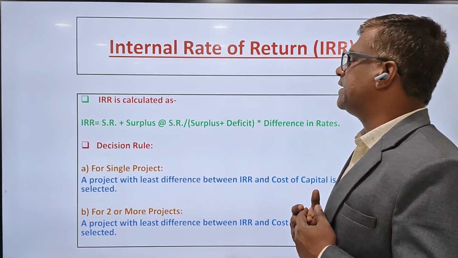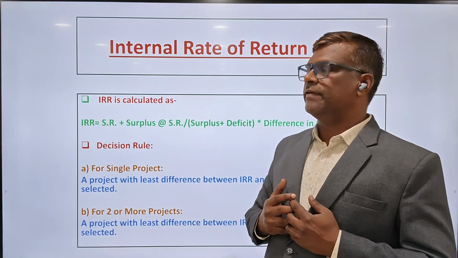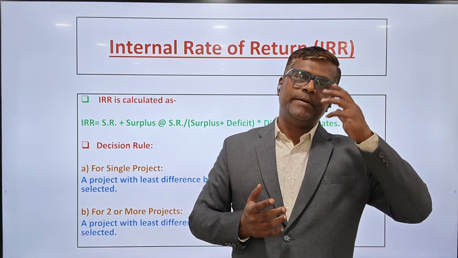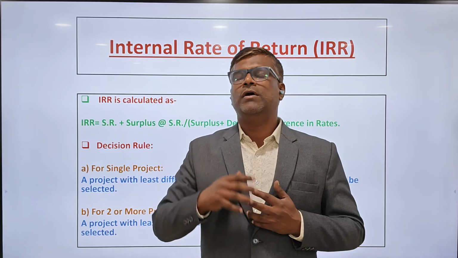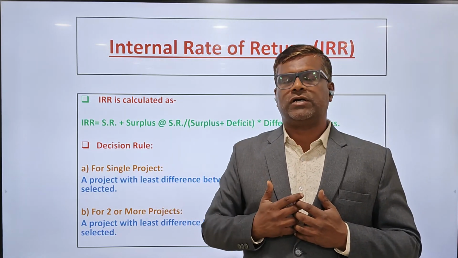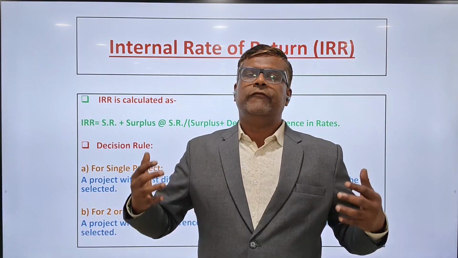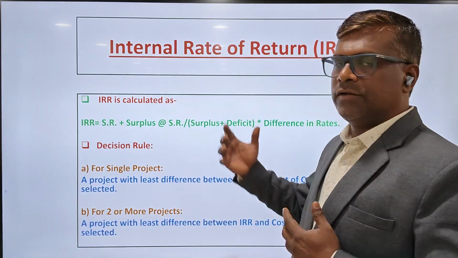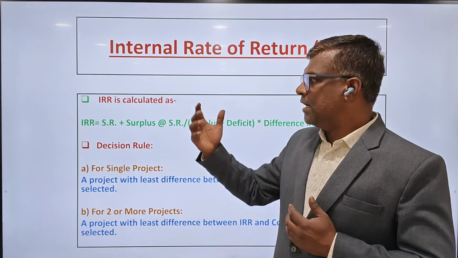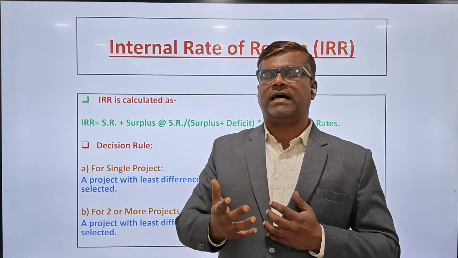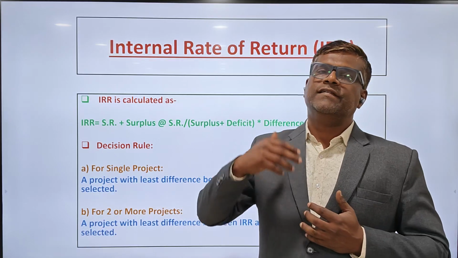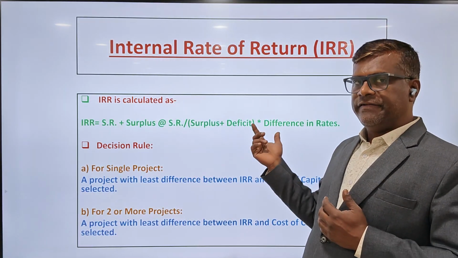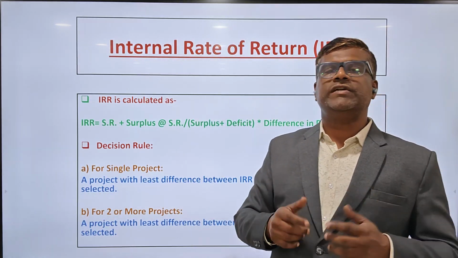Now let's move to the last technique, that is internal rate of return. In short, internal rate of return is the rate at which the summation of present value of cash inflow and summation of present value of cash outflow are equal, or whereby the difference between both of them is 0. So the formula for IRR calculation is IRR is equal to SR, which is starting rate, plus surplus at starting rate divided by surplus plus deficit, multiplied by difference in rates.